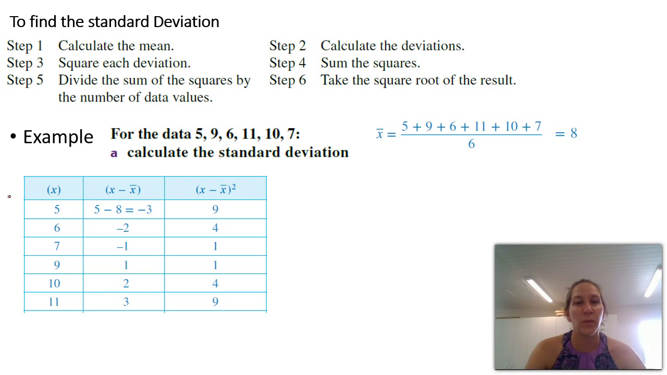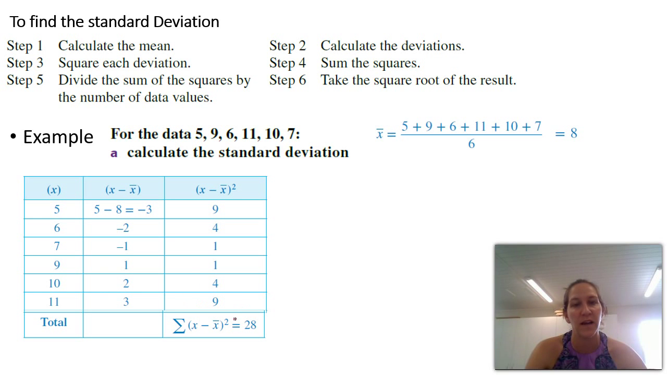Okay, step 4, we want to sum the squares. So add each one of these rows together. 9 plus 4 plus 1 plus 4 plus 9 gives us a total value of 28. So the next step, divide the sum of the squares by the number of data values. So we have 28 is the sum of the squares, and then we need to divide that by 6 because we have 6 data values. We then square root that, and that gives us a value of approximately 2.6.